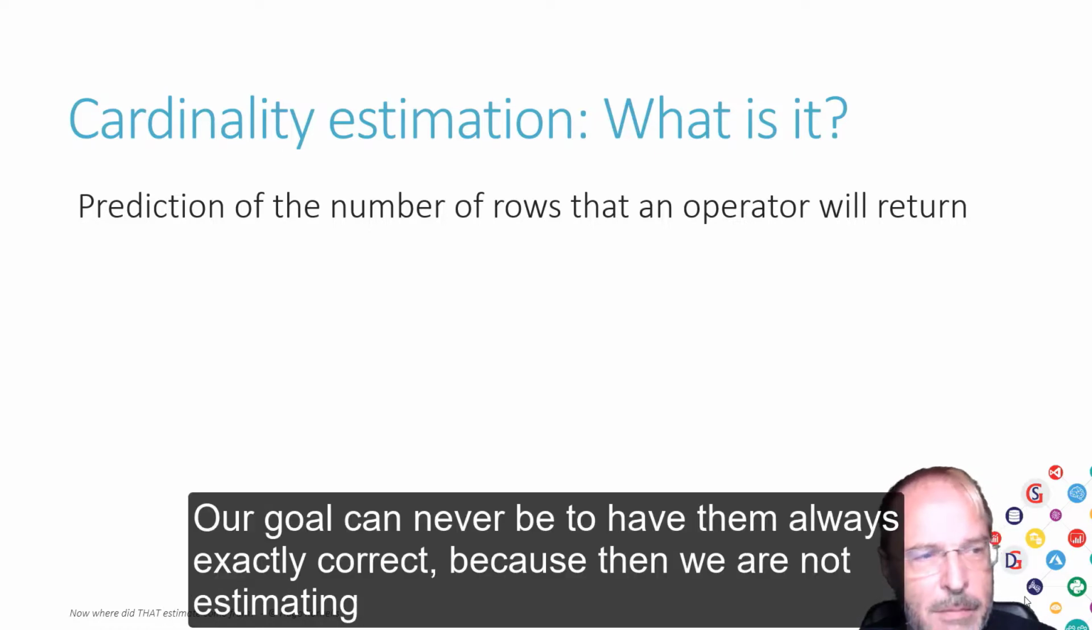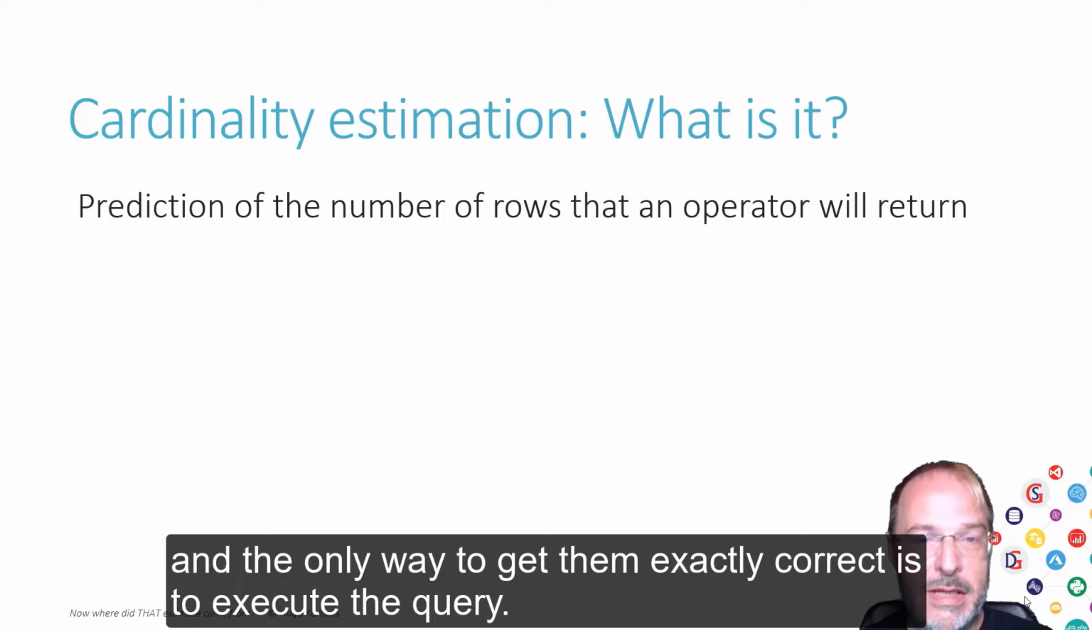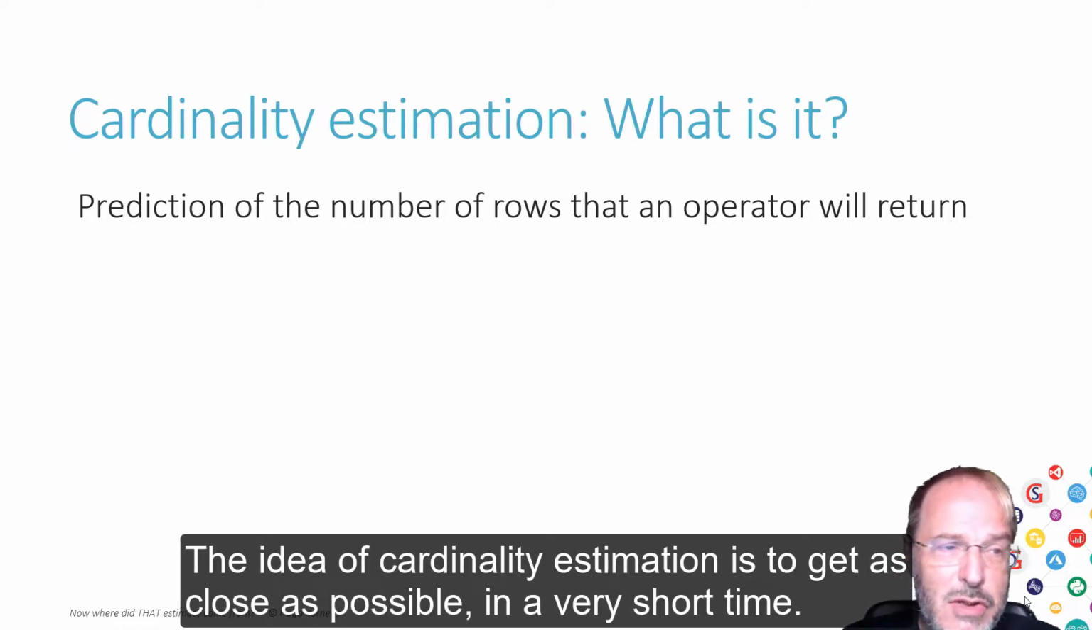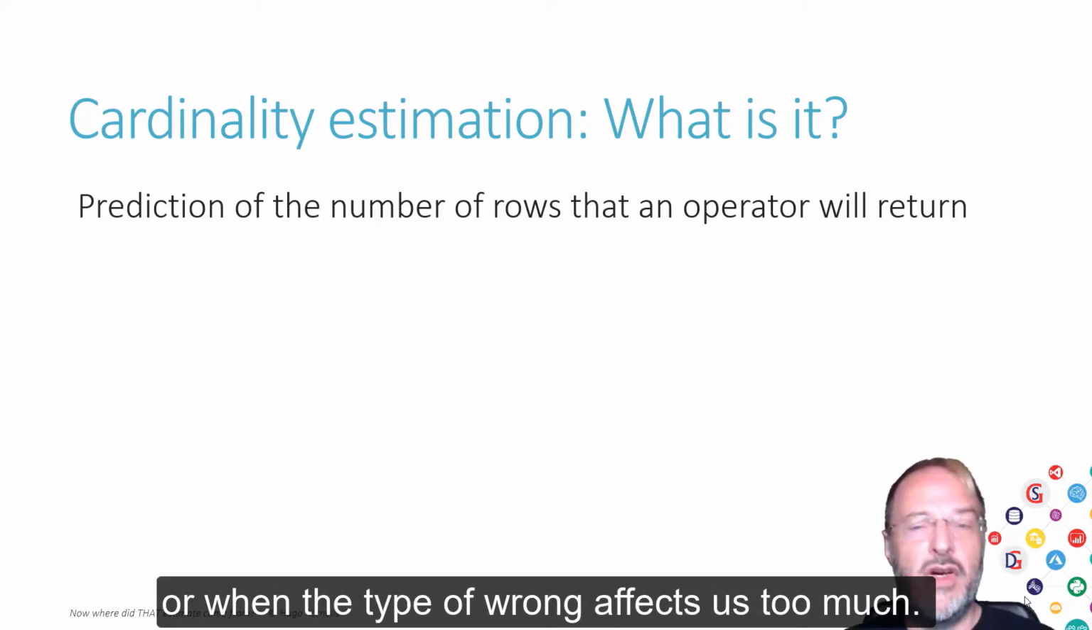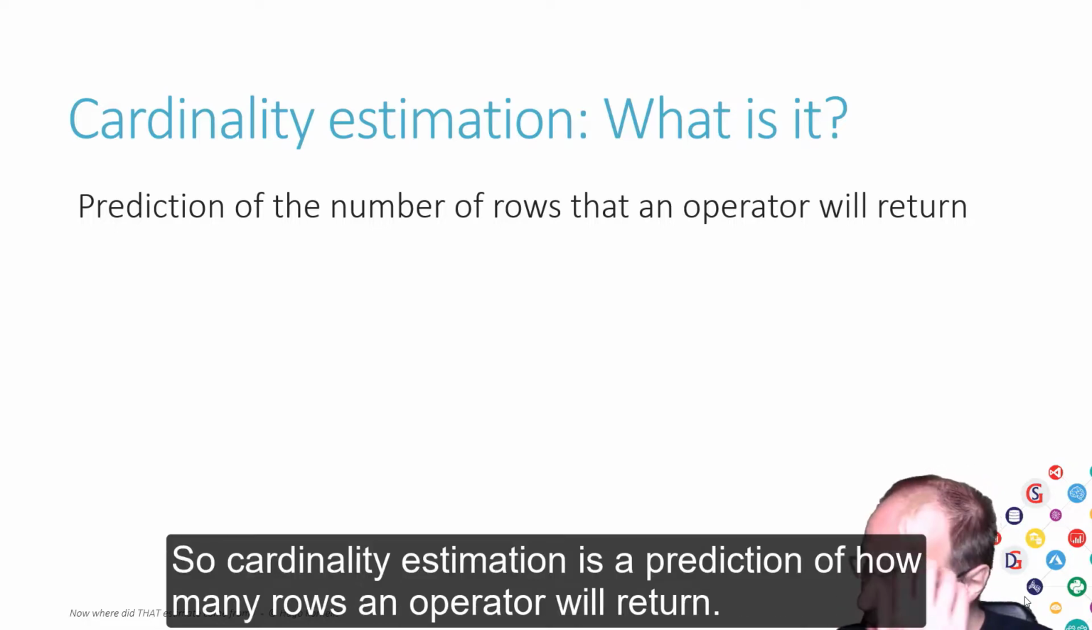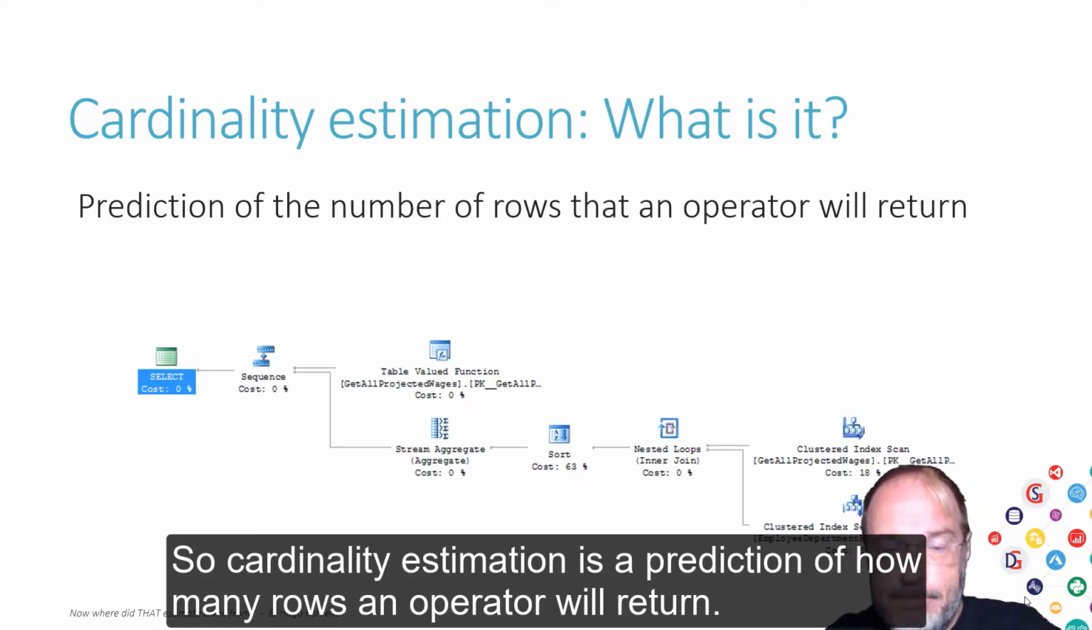Our goal can never be to have them always exactly correct, because then we are not estimating, and the only way to get them exactly correct is to execute the query. The idea of cardinality estimation is to get as close as possible in a very short time. So yes, they will often be wrong, and we are only concerned when they are too much wrong or when the type of wrong affects us too much. So cardinality estimation is a prediction of how many rows an operator will return.